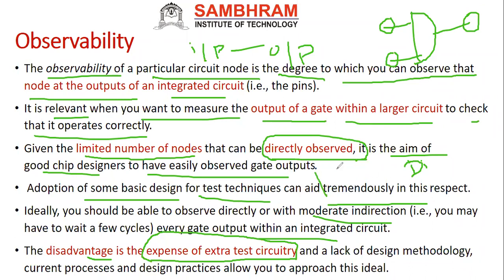This is our original circuit, for example, and I need to test it. For that, one additional circuit is required to test this, because it has to be done internally, not externally. And then the lack of design methodology. So current processes and design practices allow you to approach this ideal. So that is what observability is.